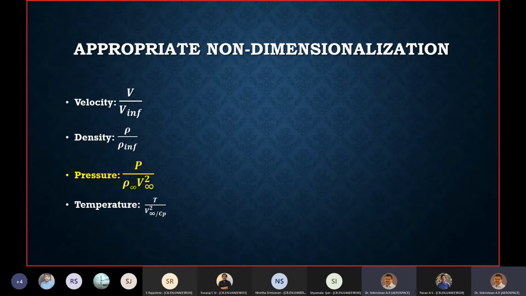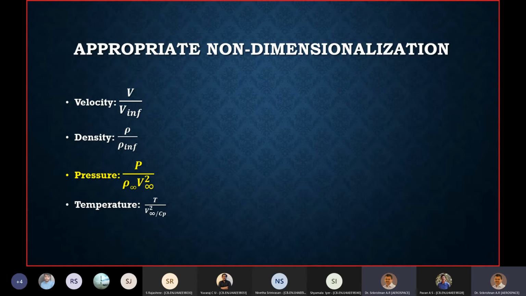Similarly, temperature, the local static temperature divided by... now temperature, viscosity, and pressure have slightly different ways of non-dimensionalization. That is because of the way that they can be connected to other non-dimensional parameters. So P by rho V squared, rho V squared has the same unit as pressure, we know. So rho infinity V infinity squared is what is used for non-dimensionalizing P. Similarly, temperature is non-dimensionalized by V infinity squared by Cp.